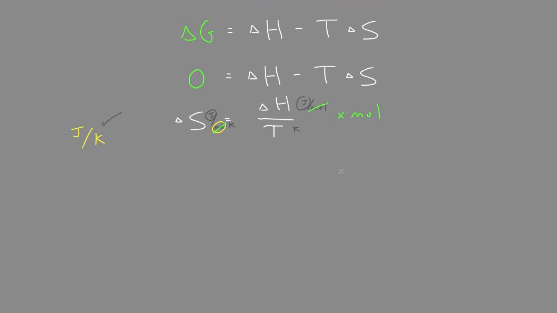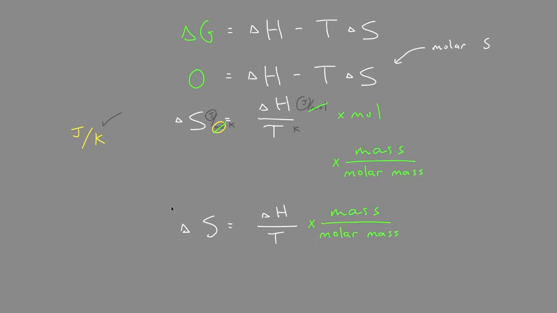Multiplying by number of moles is the same as mass divided by the molar mass. Molar mass we would get from the question or periodic table, but you know that. So this equation changed. We started with molar entropy, and now we've gotten rid of the molar entropy, we're just doing entropy. And this is the equation that we'll use.